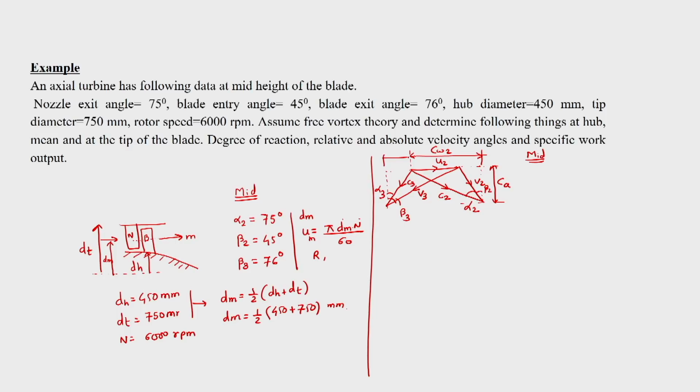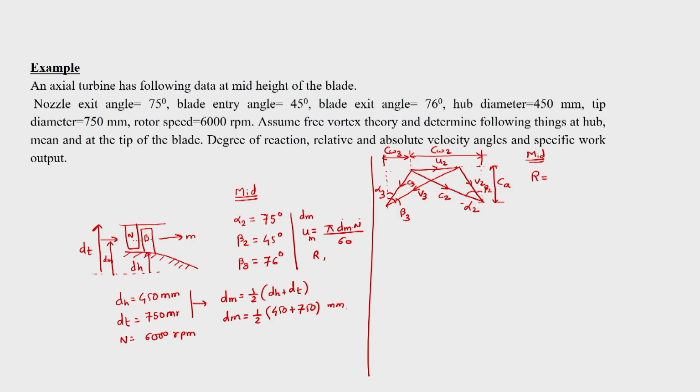So this will be Cw3. This is the velocity triangle that we had seen. Now we have to find out everything at mid blade height. At mid blade height we are given alpha 2, beta 2 and beta 3. We have just found out what U is, so we just have to find out what R is.